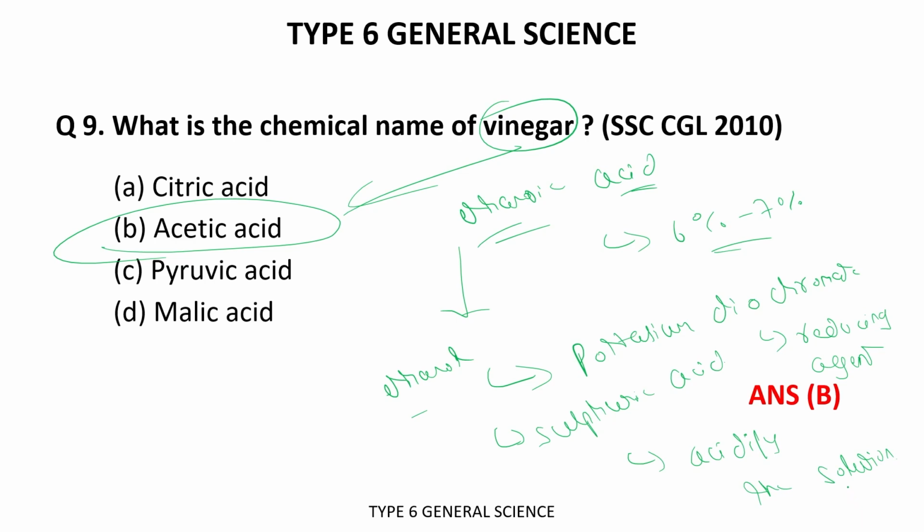Alright, so remember these details. Acetic acid is also known as glacial acid because it often freezes at lower temperatures.